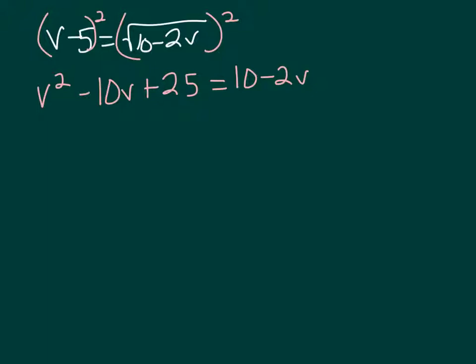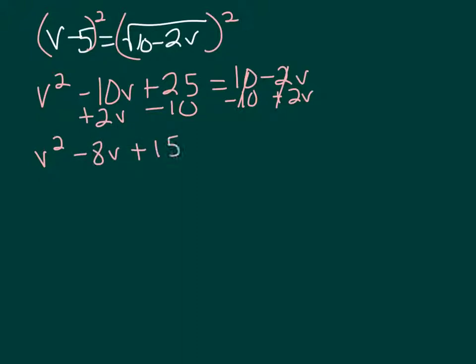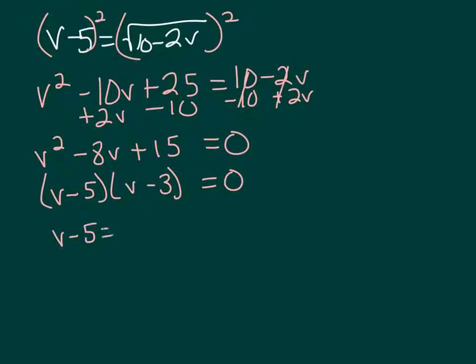We now have a quadratic equation again. Let's move these to the other side. Notice I'll line them up with the like terms. So v squared minus 8v plus 15 equals 0. We now factor: v minus 5, v minus 3 equals 0. So v minus 5 equals 0, v minus 3 equals 0. v equals 5, v equals 3.